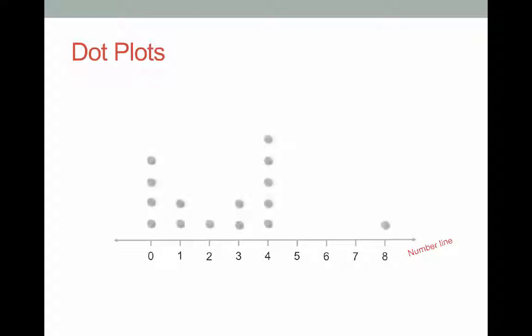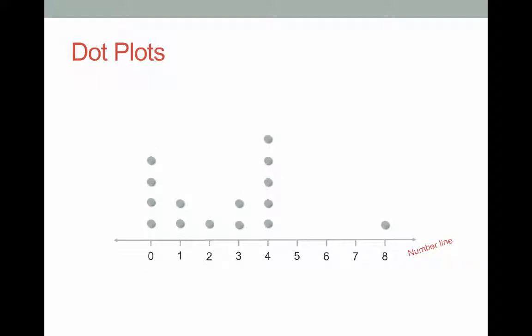To begin with, we need to have a number line. This one starts at 0 and goes up to 8, but it can be really any part of the number line. Now, I have some information about the number of goals scored in a season of soccer. So what I'm going to do is put that information onto my dot plot.